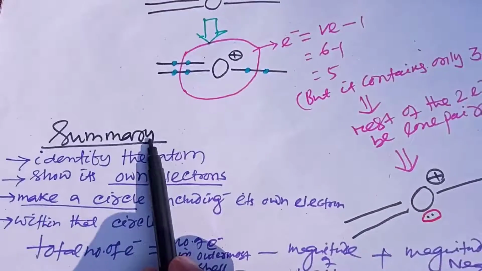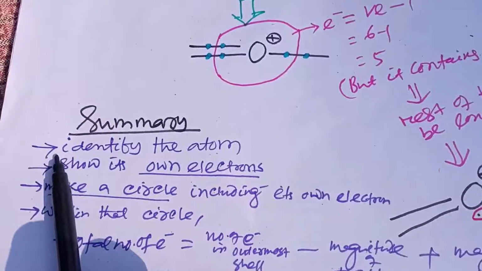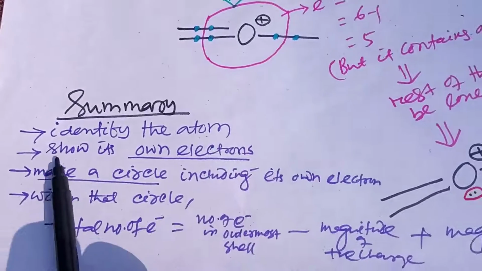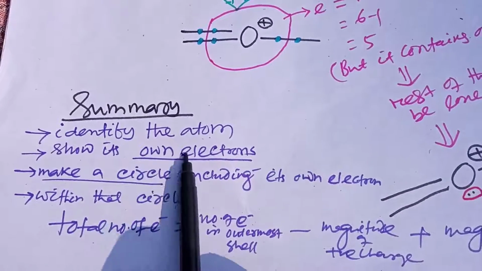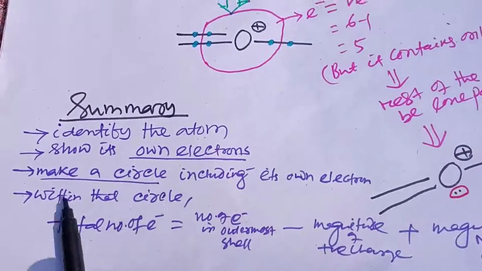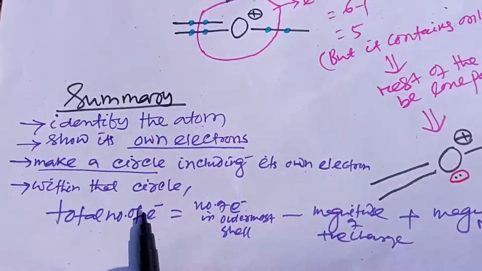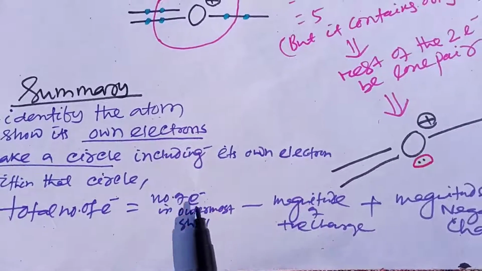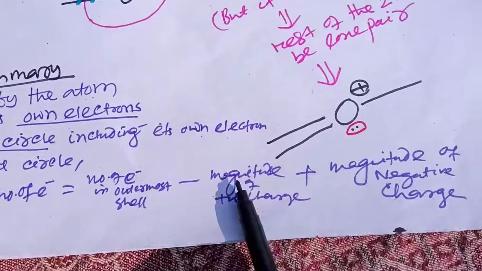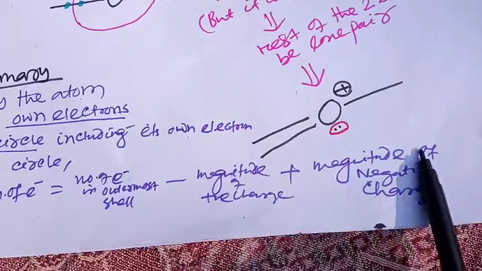So here is the summary. First of all, you have to identify the atom whose lone pair is to be calculated, then show its own electrons and make a circle including its own electrons, and within that circle the total number of electrons would be equal to the number of electrons in the outermost shell or valence shell minus the magnitude of positive charge plus the magnitude of negative charge.